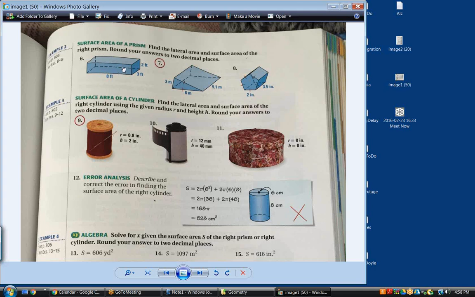Okay. So to find the surface area of this prism, we basically are going to just find the area of every face. How many faces does it have? 1, 2, 3, 4, 6. Yeah, all rectangular bricks have 6 faces.